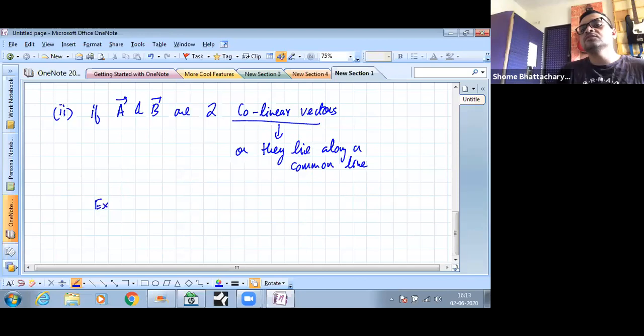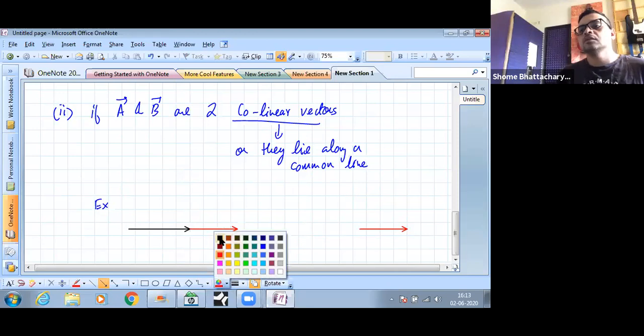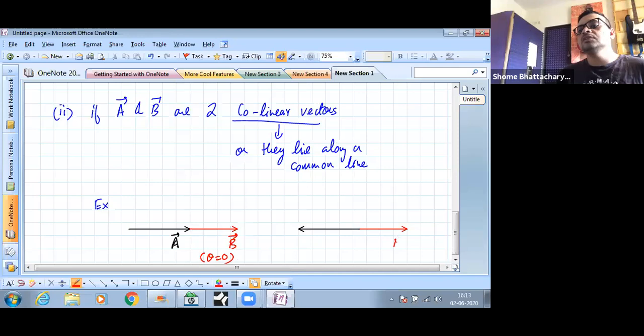Okay. So example of two vectors which are collinear are this and this. Like you have one vector like this, and let's say you have another vector which is like this, or you have one vector which is like this, and another vector which is opposite in direction. So these are examples of what we call collinear vectors. If A and B are collinear, then theta between them is either 0 or theta between them is 180 degrees.